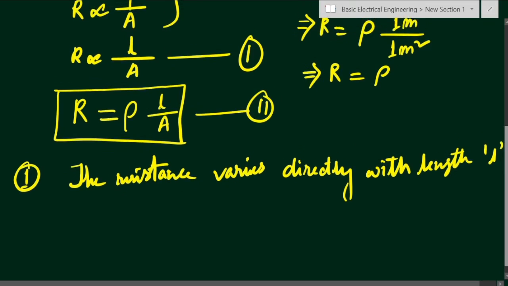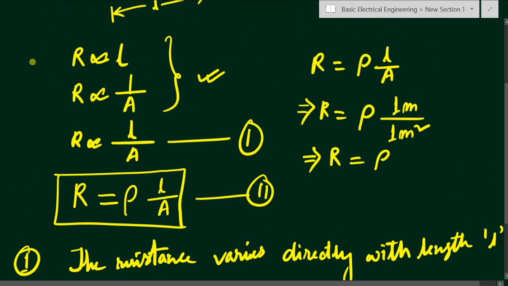Okay, so in the first step we can see here, this is the case. R is directly proportional to the length. So when we increase the length of the conductor, the resistance of the conductor will increase. If we decrease the length of the conductor, the resistance of the conductor will decrease.